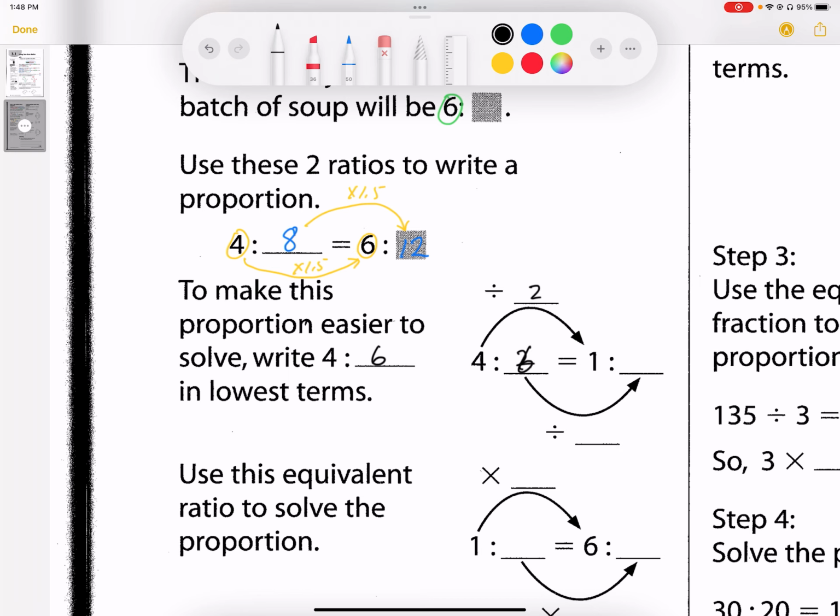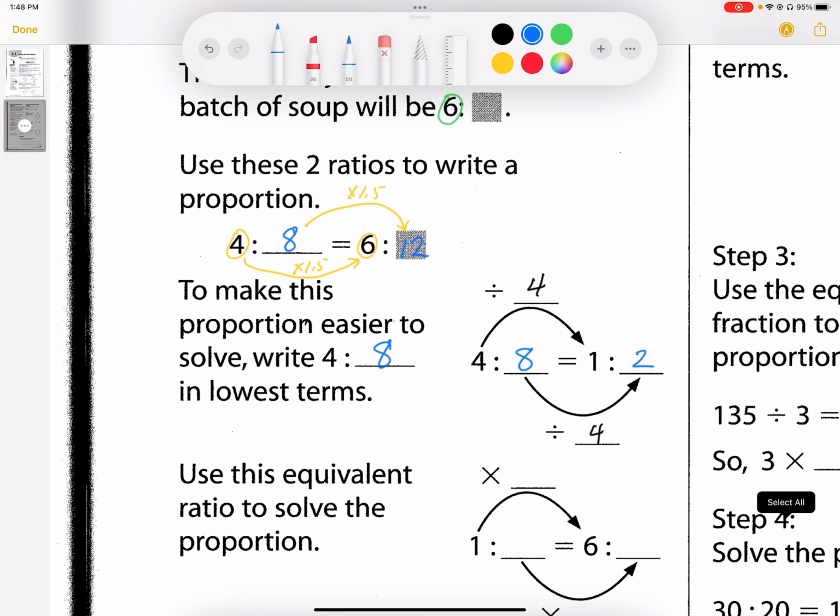So 4 to 6 becomes, we divide by 4. Oops, in this case it's going to divide by 4, isn't it? So we're going to divide by 4 to get the 1. We're going to divide by 4 on the other side. I made a mistake here as well. We started with 4 to 8. Our original proportion was 4 cups of juice to 8 cups of water. To make that into this lower term proportion, we're going to make it 1 to 2.